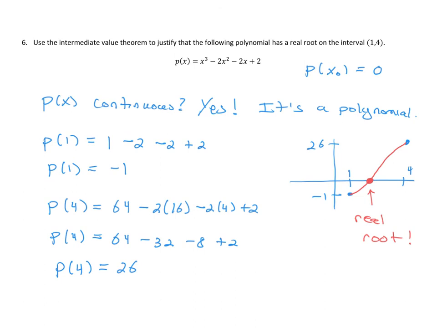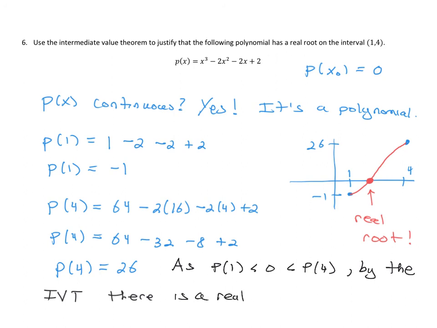So to carefully state this, as the number 0 is between the two y values, p of 1 and p of 4, by the intermediate value theorem, there is a real root in the interval from 1 to 4.